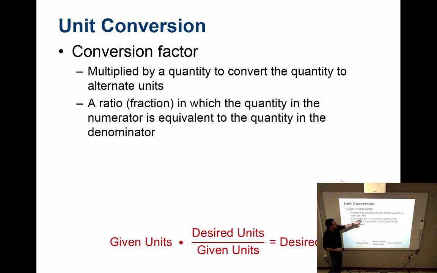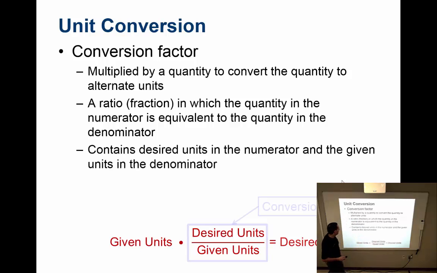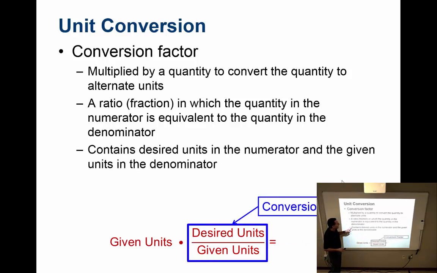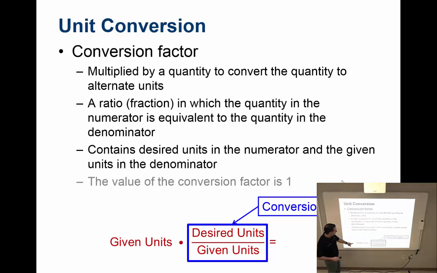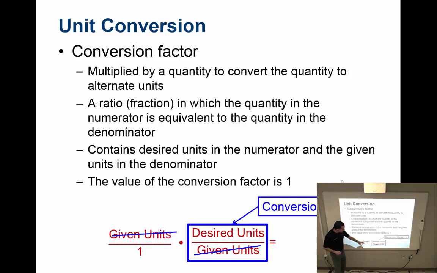It is a ratio or fraction in which the quantity in the numerator is equivalent to the quantity in the denominator. So what's in the numerator of my conversion factor is equal to the denominator, so that I'm not affecting the value itself, I'm just changing the units. And the desired units are in the numerator and the given units are in the denominator. Right? So this is the actual conversion factor. The value of this factor is equal to 1, and when I multiply through, my given units cancel out, and then my answer, or my remainder, is my desired units.